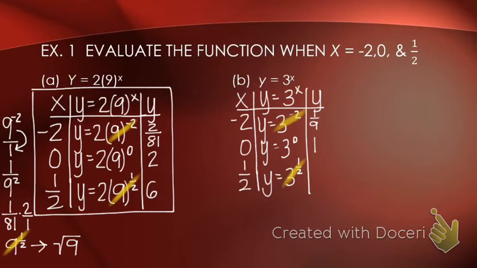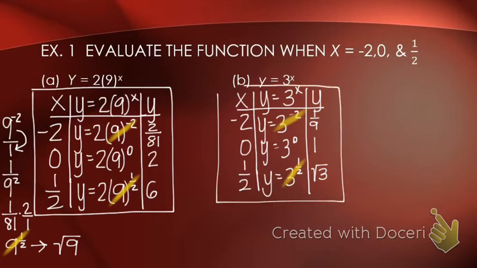Now, is 3 a perfect square? No, it's not. So here's all I want you to do. You're just going to put the square root of 3 as your answer. And we're not graphing these, so it's not that weird to have a radical in our answer.